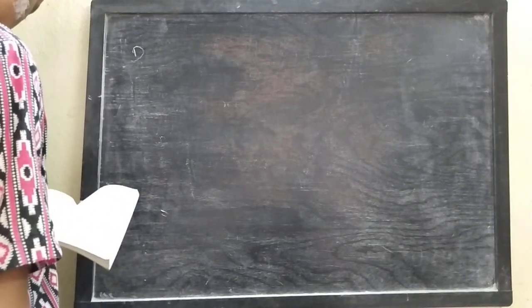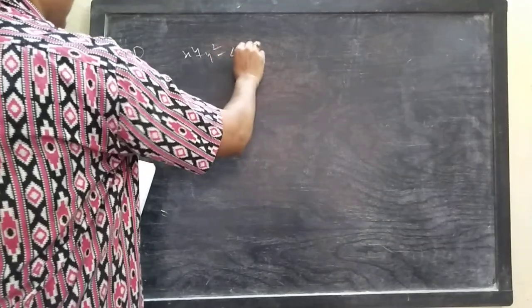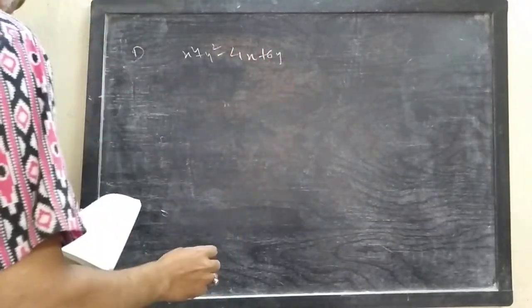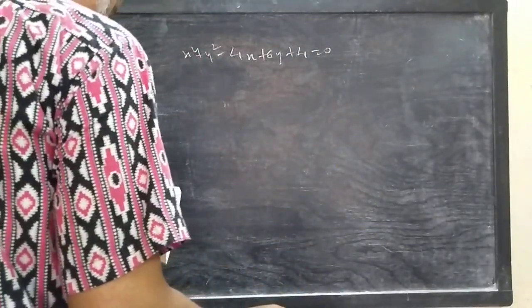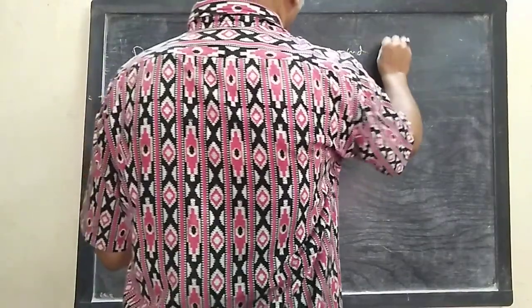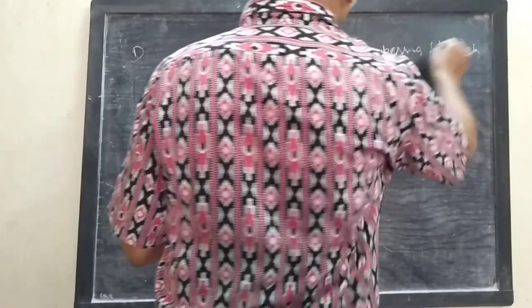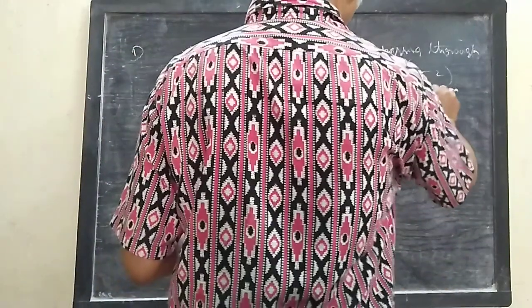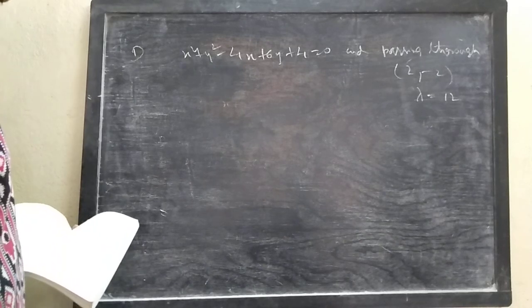Number 1. Find the equation of the circle concentric with x square plus y square minus 4x plus 6y plus 4 equals 0 and passing through the point (2, minus 2). You will get lambda equals 12.